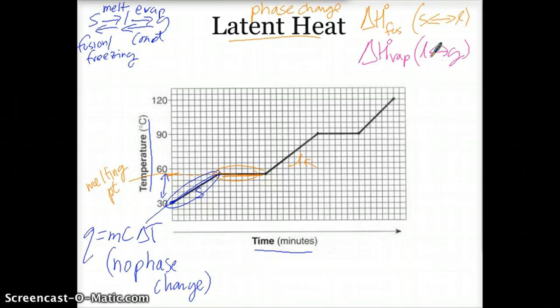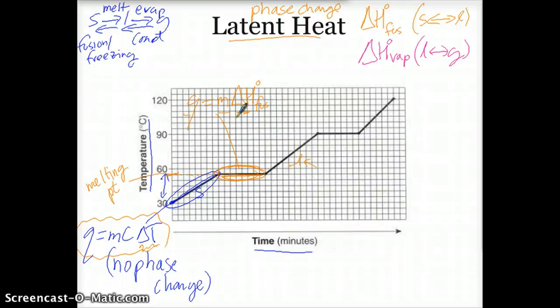So for example, if we wanted to figure out right here, how much heat is needed to melt whatever this substance is from a solid to a liquid, we don't need to use the specific heat equation because this has to deal with changes in temperature without phase changes. Here, we would use the latent heat equation, which is just Q equals m delta H of fusion. Again, two of these three values could be given to you. You might have to solve for the third.